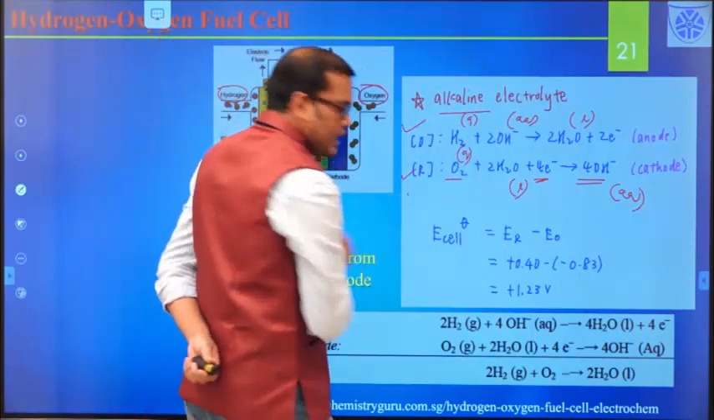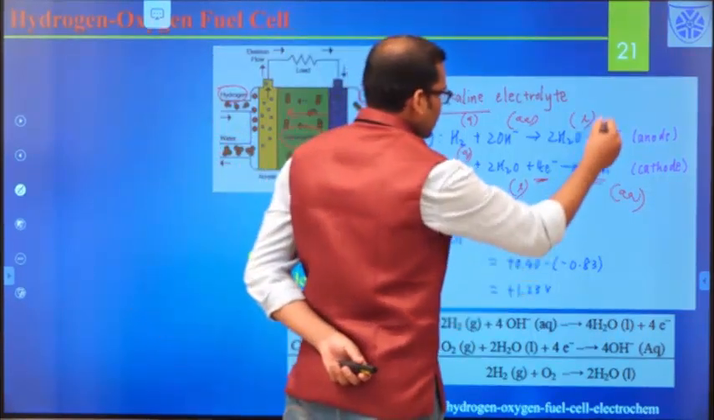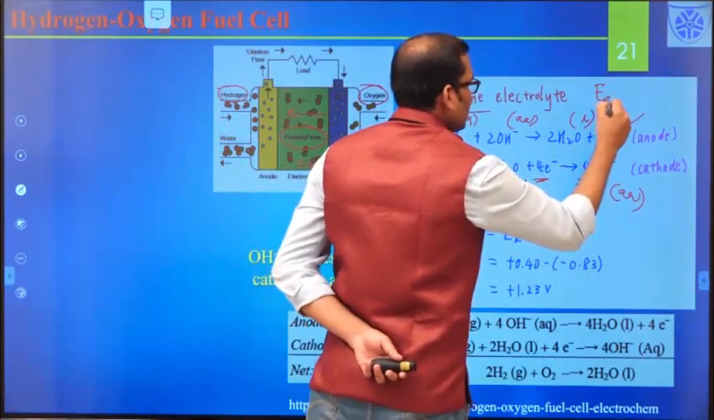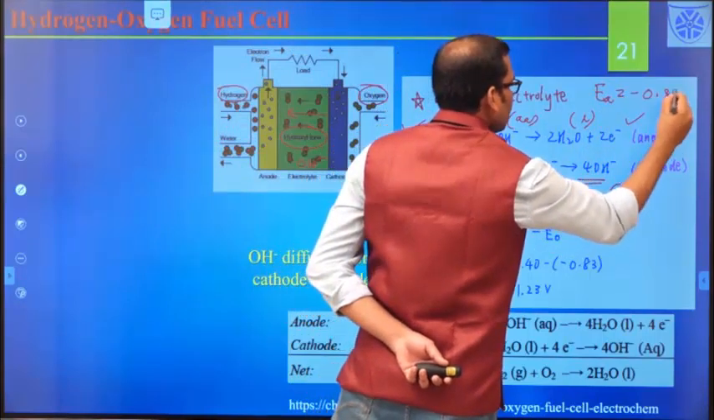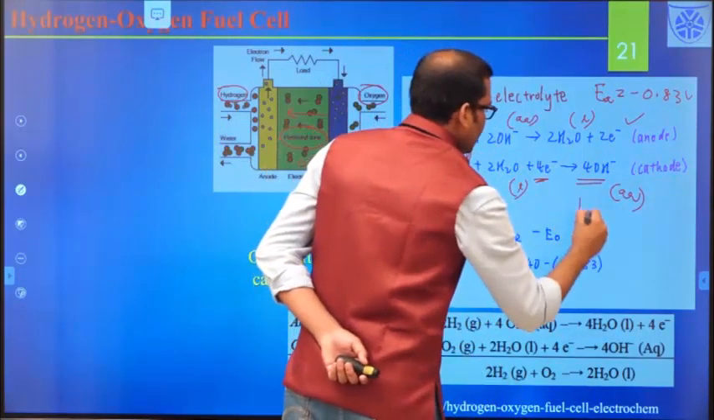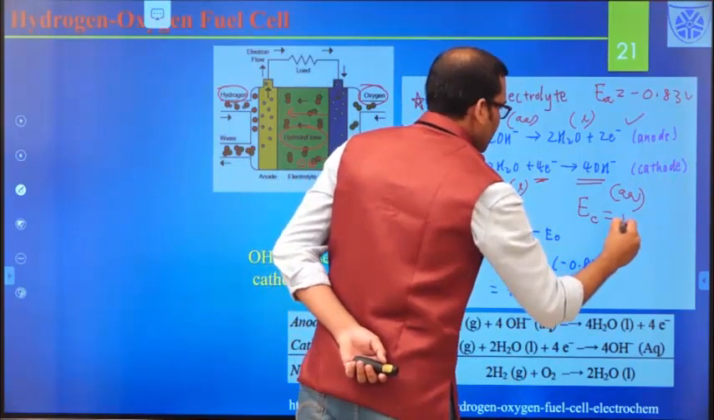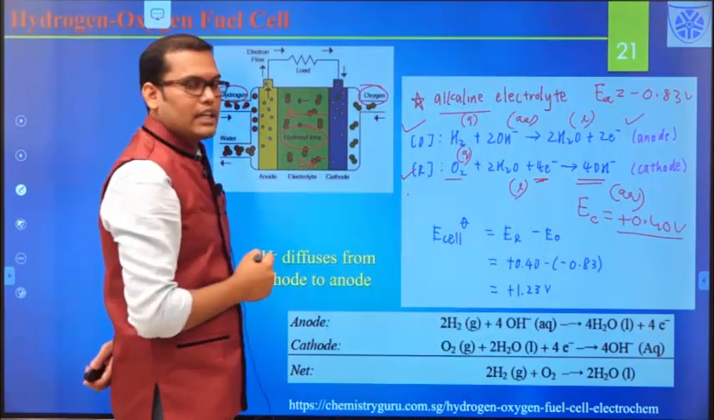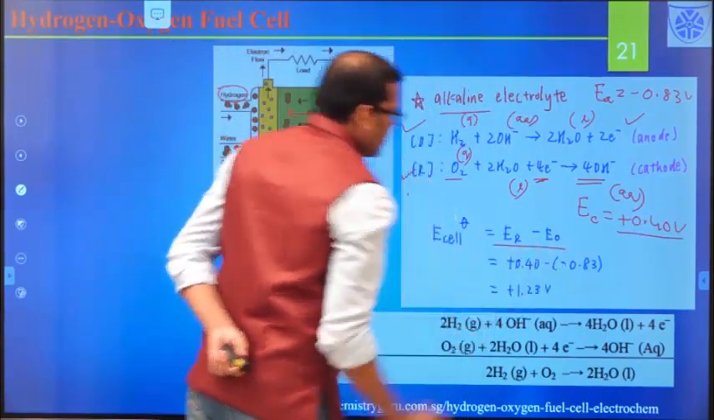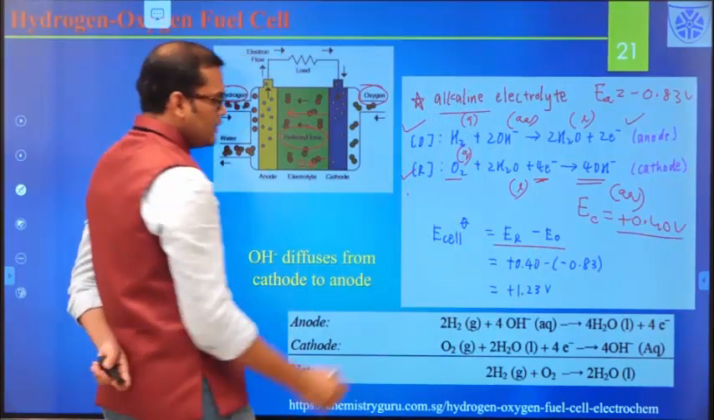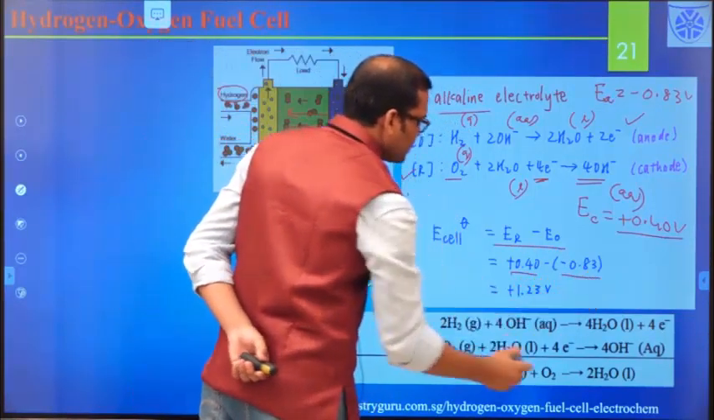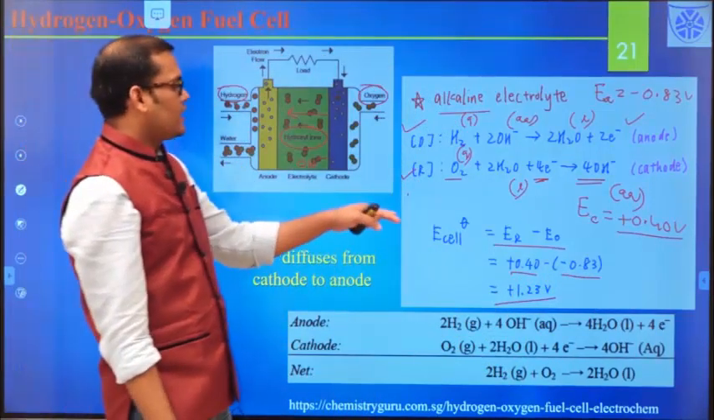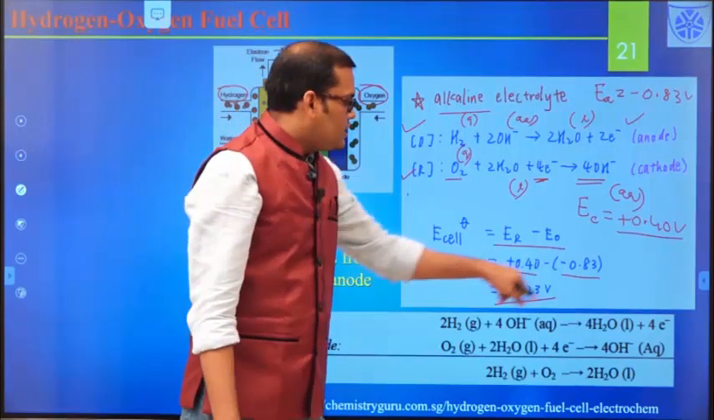Now what is the total cell voltage? This process is basically the anodic process. The E anode is equal to minus 0.83 volt and E cathode is equal to plus 0.40 volt if you are using alkaline electrolyte. Then you can take the difference to get the total cell voltage. So 0.40 minus of minus 0.83, you are getting 1.23 volts. So whether you use acidic electrolyte or alkaline electrolyte, the cell voltage will be the same, 1.23 volt.